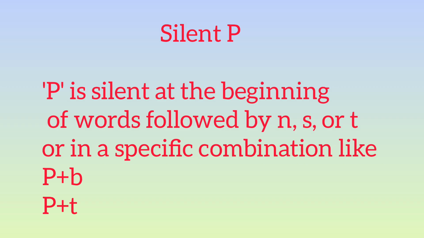Next we will learn about silent P. P is silent at the beginning of a word followed by N, S or T, or in a specific combination like PB or PT. So when P comes at the beginning of a word and it is followed by N, or when PN or PS come together, the P is silent. Like the words pneumonia or psychology. See, in both the words, P has come before the N or S. So in both cases, P is silent.